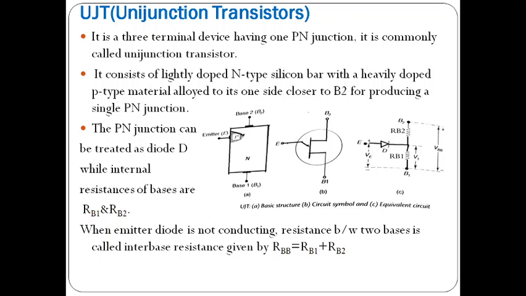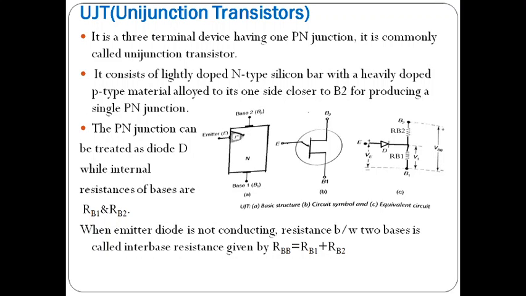So we have lightly doped n-type material providing the two terminals, base 1 and base 2. Heavily doped p-type material provides the one terminal that is named emitter E. So base 1, base 2, and emitter are the three terminals of UJT. Here the n-type bar is lightly doped and the p-type region is heavily doped, so the charge carriers in the n-type are fewer compared to the heavily doped p-type region.